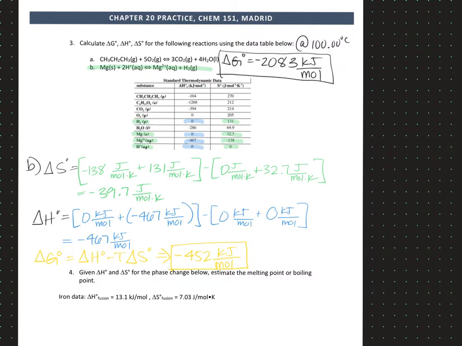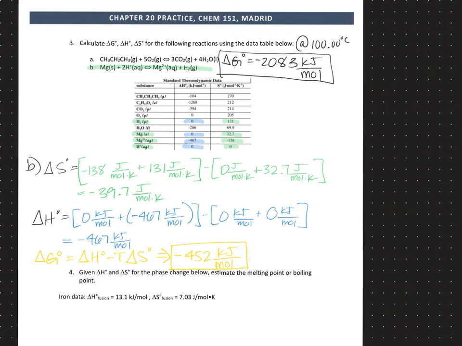Okay, your answer for part A, delta G naught, should be negative 2083 kilojoules per mole. Something that I want you to take into consideration and think about in this problem is that the delta S naught and delta H naught values are both negative values for A and for B. This means that temperature is really the deciding factor as to whether or not a reaction is going to be spontaneous. That negative delta H makes a more spontaneous reaction, but the negative delta S makes a less spontaneous reaction.